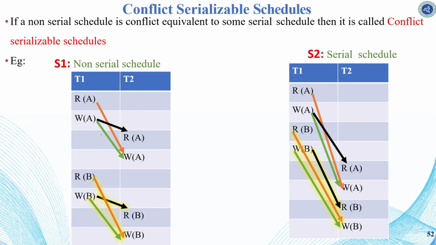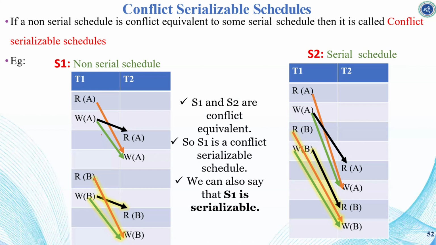This is a non-serial schedule, and it is possible for us to convert it into a serial schedule. So here this S1 is called a serializable schedule. We can say that S1 is a serializable schedule.